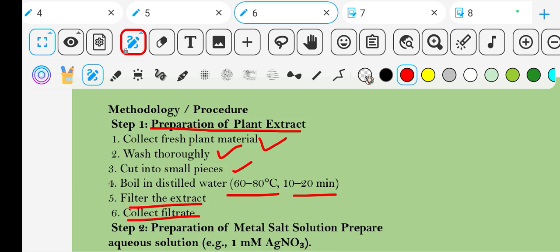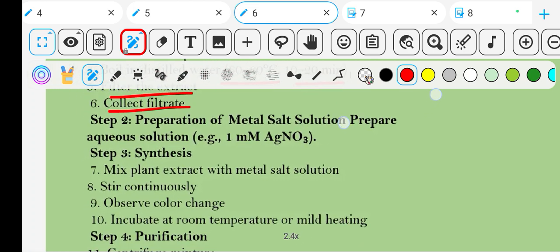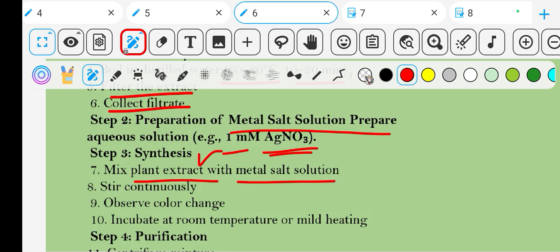Then in the second step, you have to make the metal salt solution, of aqueous 1 mM AgNO3, or you can go with another metal ion. After this you have to do the synthesis. Basically you have to mix both solutions, your plant extract with the metal ion solution. In the first beaker you make your plant extract solution, and in another you make your metal salt solution. In the synthesis part you mix both solutions into one beaker.